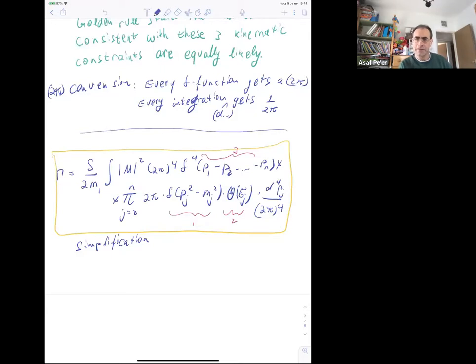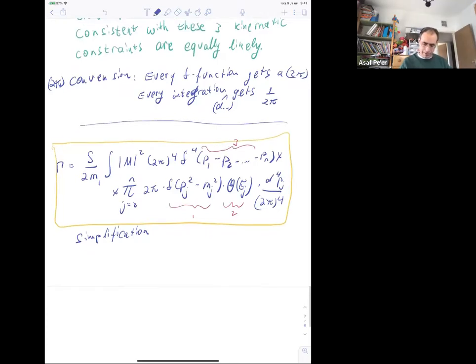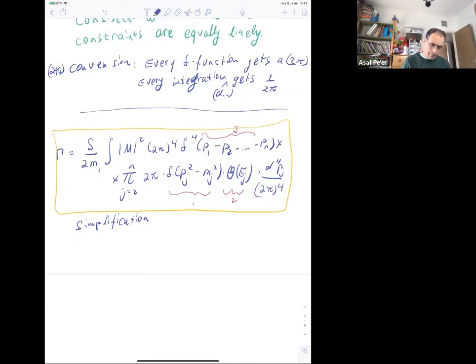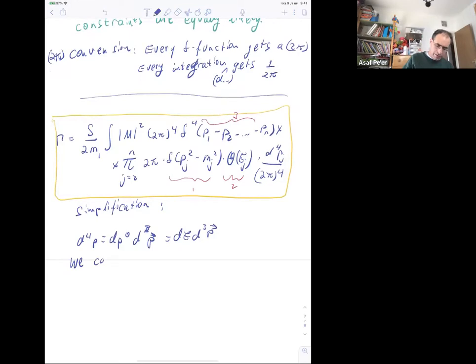All right, so let's do more questions. Oh, okay. So let's do a slight simplification of this formula. We have the integral over d4p. I can write d4p as dp0 d cube p vector, which is just dE d cube p vector. Since we write explicitly dE is dp0, we can carry out explicitly the integration over dE.